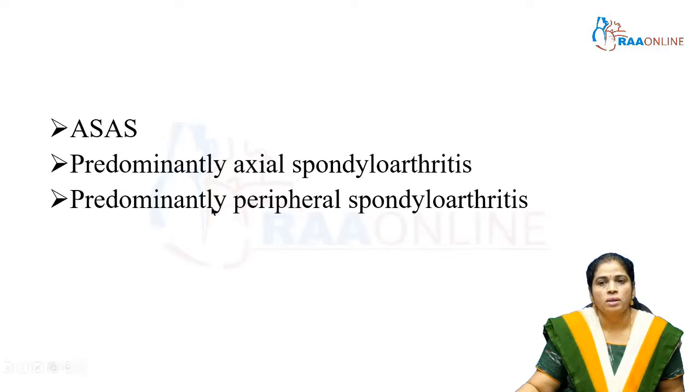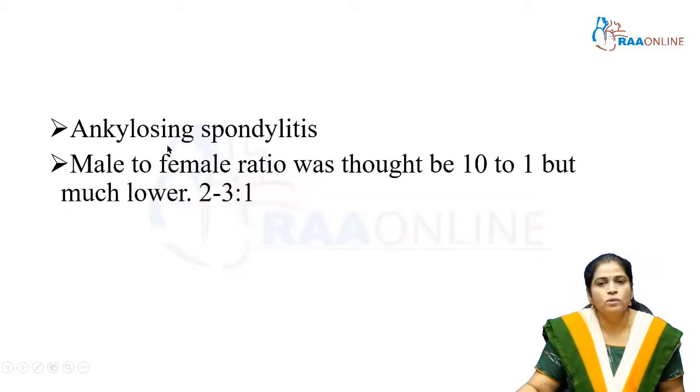This is a different classification proposed by the Assessment of Spondyloarthritis International Society. They divide spondyloarthritis into predominantly axial and predominantly peripheral. When we look at ankylosing spondylitis, which is the classical spondyloarthritis, the male to female ratio was thought to be 10:1, but it's actually much lower. It's only 2 to 3:1. But since it was thought to be 10:1, this has caused delays in diagnosis in women with ankylosing spondylitis. So the ratio is not as skewed as you would think it would be.